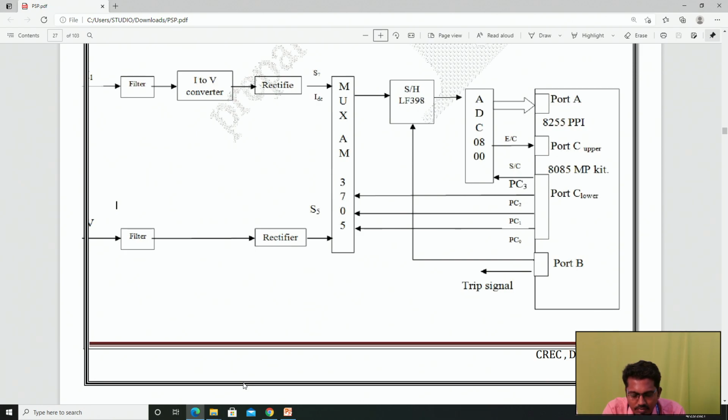Output will be taken from port C. So through that they are making the reference value as their work. Okay.